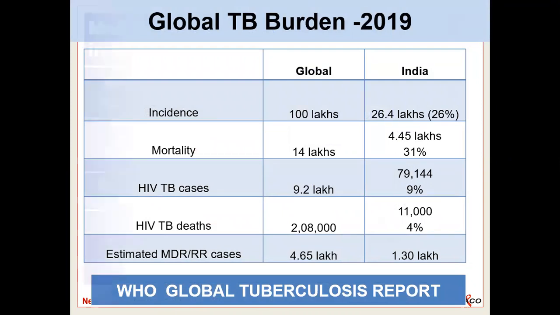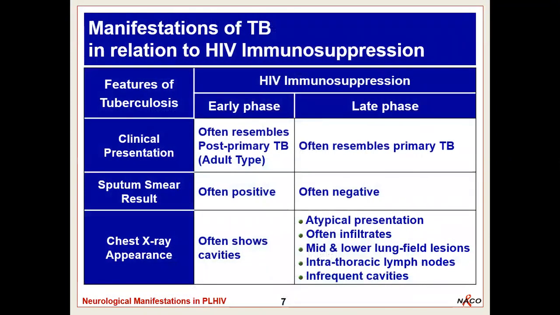Next slide, please. Let's get into the technical discussion. Now, if you see this slide, in HIV immunosuppression you can have an early phase and a late phase, and let's see how tuberculosis presents differently. Typically in the early phase, the presentation resembles post-primary or adult type TB: upper lobe pulmonary TB, cavity formation and sputum smear positive pulmonary TB, which are more frequently witnessed in patients with a high CD4 count. So you're talking about the early phase of immunosuppression.